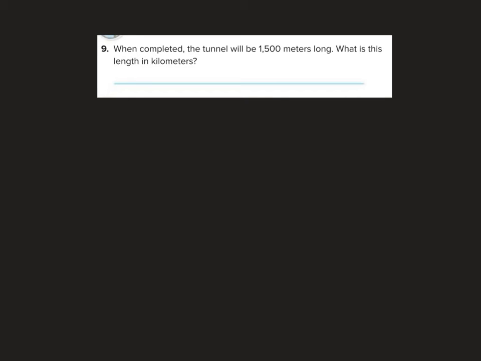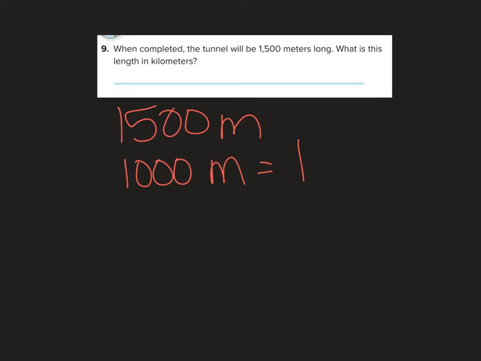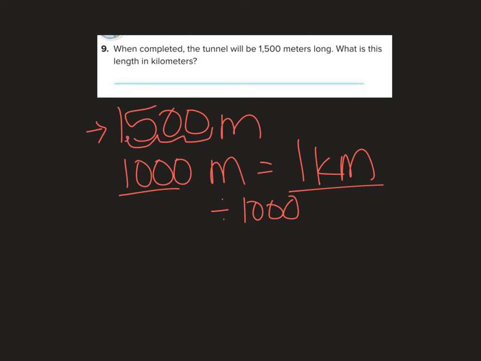When completed, the tunnel will be 1,500 meters long. What is the length in kilometers? 1,000 meters equals 1 kilometer. How did I go from 1,000 to 1? I divided it by 1,000. So I need to divide our 1,500 meters by 1,000. So I'm going to bring my decimal back 1, 2, 3 spots. And that's going to get me 1.5 kilometers.